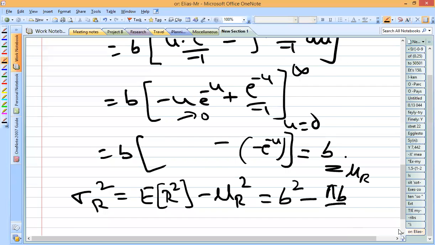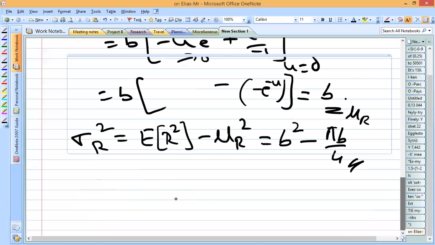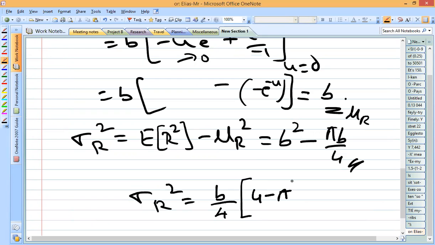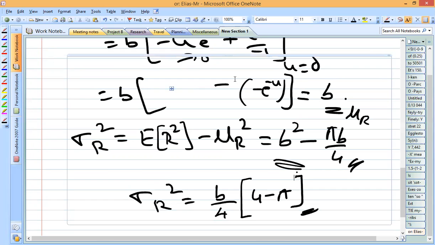So here in the next step you can rewrite this equation for sigma r square as b by 4 taken outside. When it is taken outside, within the bracket you will get 4 minus pi. If you multiply once again, you will get this answer. So this is the derivation for sigma r square for the Rayleigh random variable.